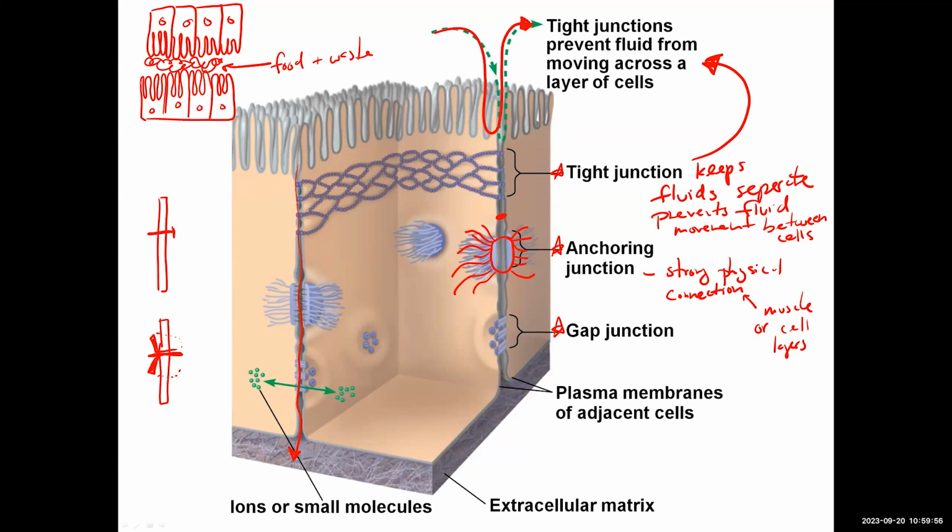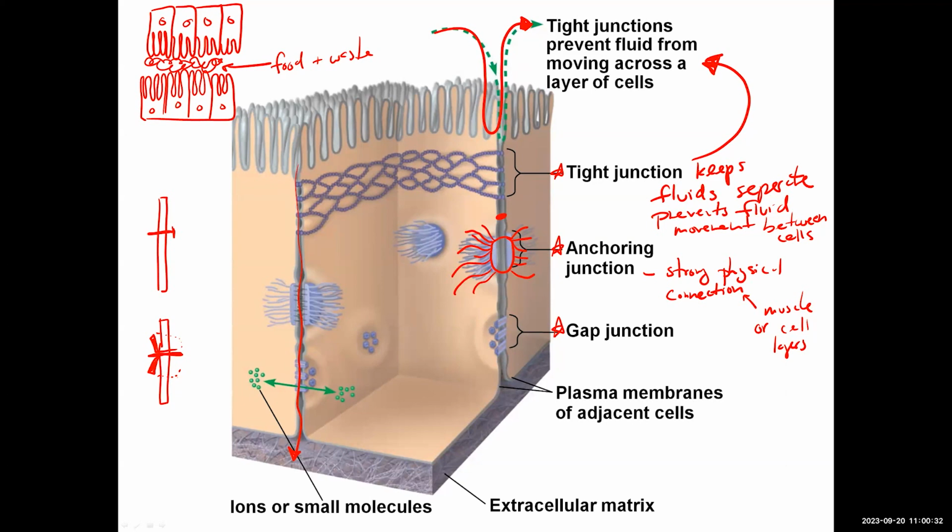Because the intestine itself needs to be able to contract in order to push feces along, it also needs anchoring junctions. We want to be able to apply enough pressure to force the digesting food downward, but we don't want the cells to come apart when we do that. So these anchoring junctions provide that strong physical connection that allows us to push things or pull things or carry things without having our cells come apart.